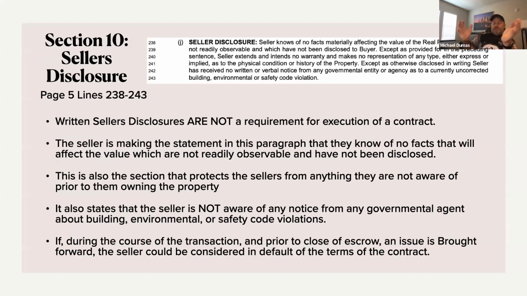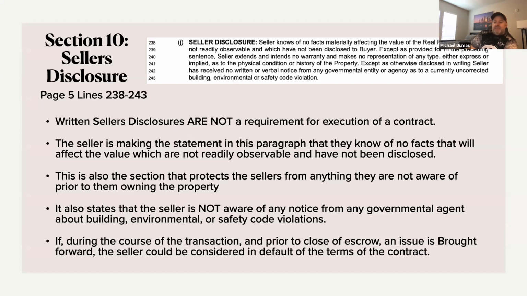Seller's disclosures. Okay, now we're into the seller's disclosures. Please note that written disclosures are not a requirement for execution of a contract. They are not. It's up to the buyer. Buyer beware. It does state, however, the seller knows of no facts materially affecting the value of the real property which are not readily observable and which have not been disclosed to buyer.